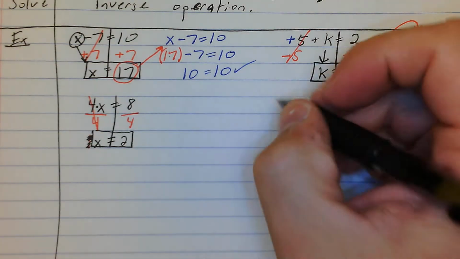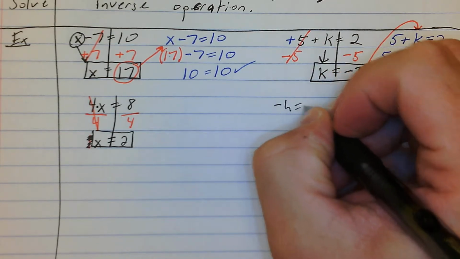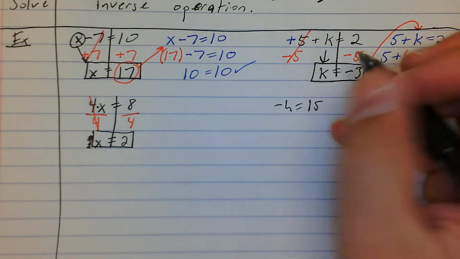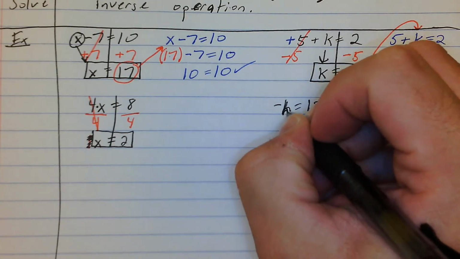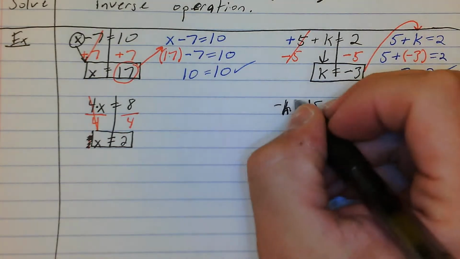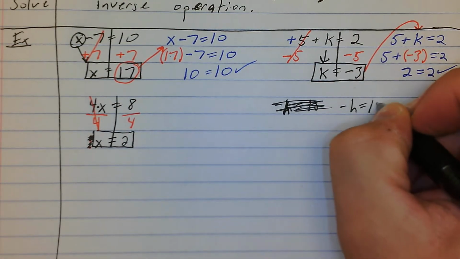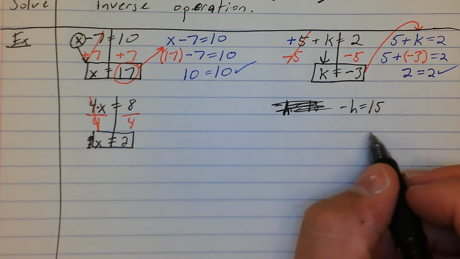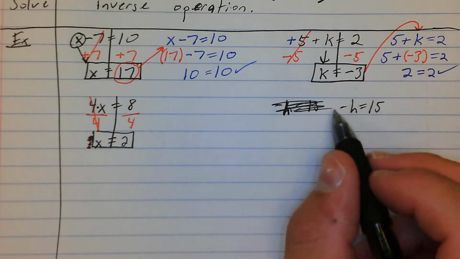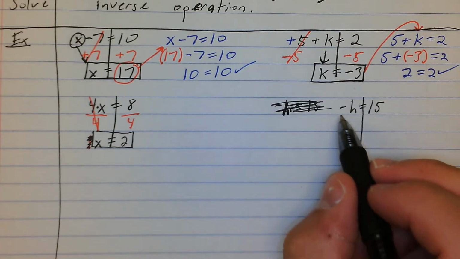Alright, so next question is negative h equals 15. H is really bad, so let's redo this. Negative h equals 15. Okay, so this might look confusing at first, but the thing is we cannot have a negative variable. You cannot have a negative variable. You have to get rid of the negative sign in front.